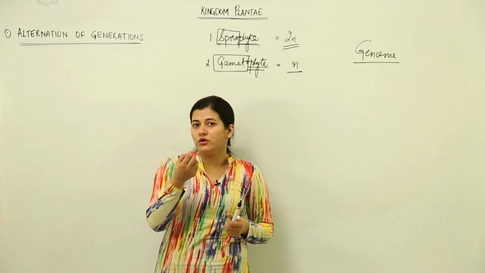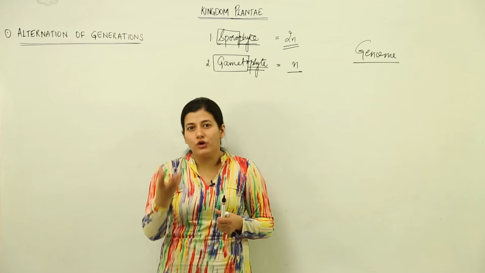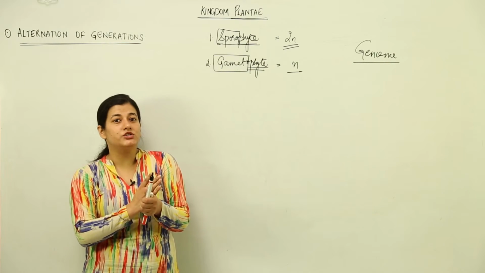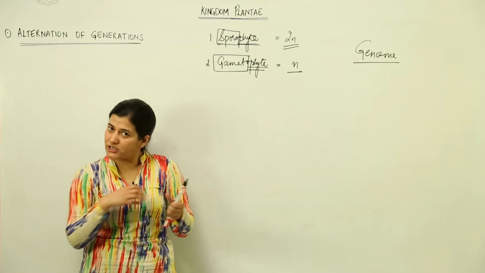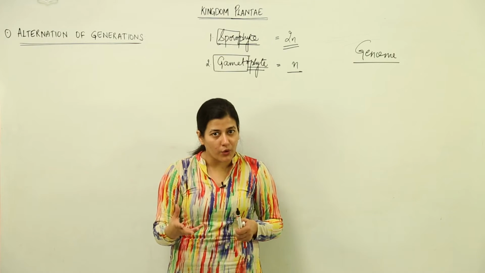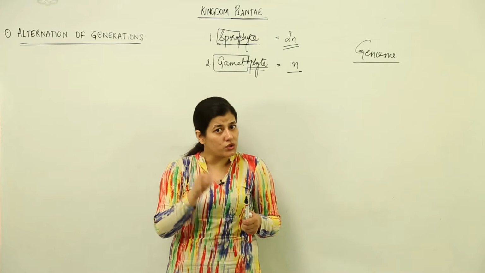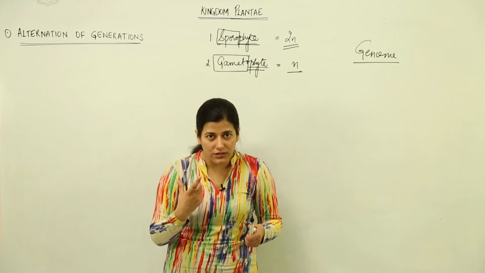So, those 1 or 2 cells lie inside the ovary, inside the ovules, and the male gamete is formed. In that simplest organization, the entire plant is sporophytic, it is diploid. Only a few cells inside the plant become haploid and they give rise to the gametes. So the gametophytic generation is almost totally reduced to a few cellular stages.